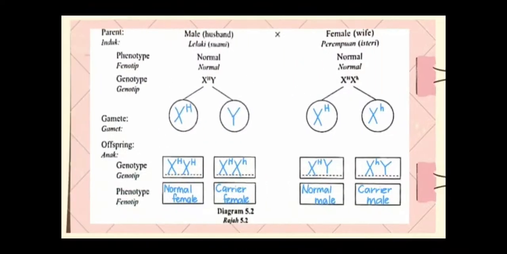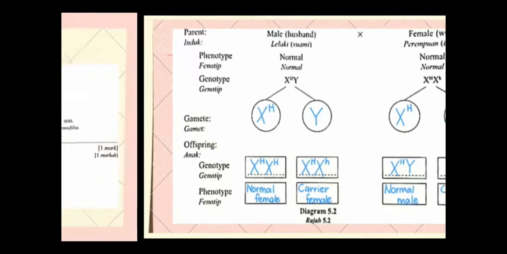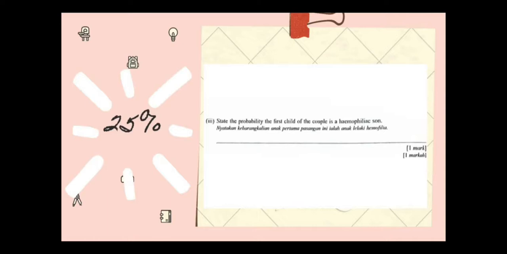The second question. In Diagram 5.2, complete the alleles in gametes in the circles and write the possible genotypes of the offsprings in the space provided. This is the diagram. For this diagram, you must make sure you label the correct symbol and correct answer to get full marks. Remember that tip. Next. State the probability the first child of the couple is a hemophiliac son. The probability is 25%.